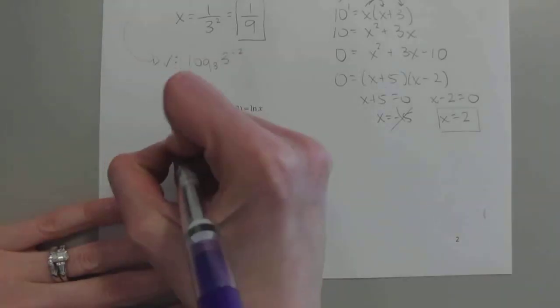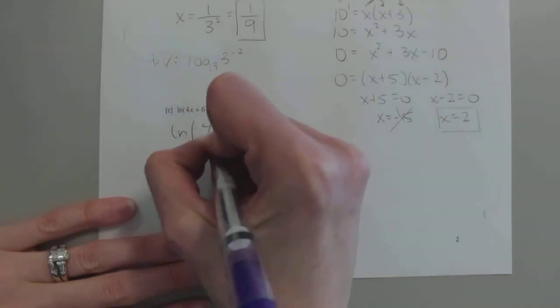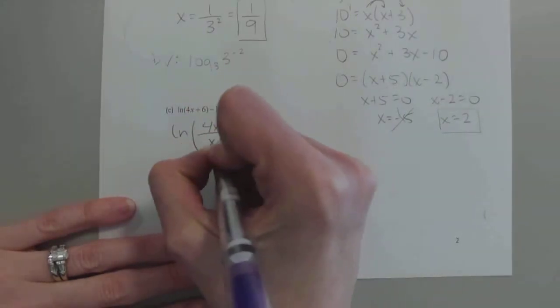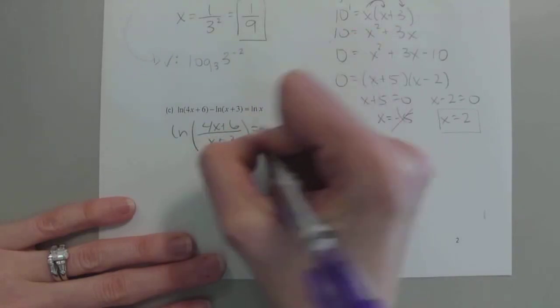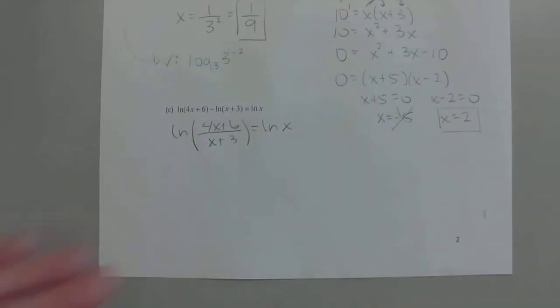All right, on C, we're going to do the exact same kind of idea where we don't want to deal with multiple logs. So what does a subtraction change to? Division. So we're going to write natural log once. And now it's going to be 4x plus 6 over x plus 3. And it equals what? The natural log of x.